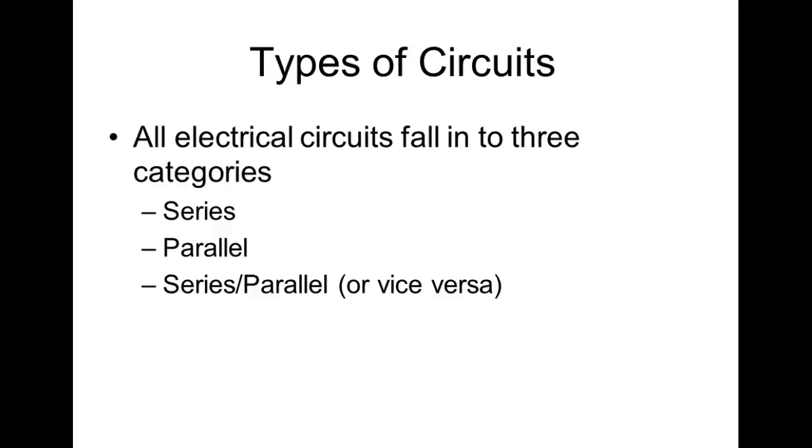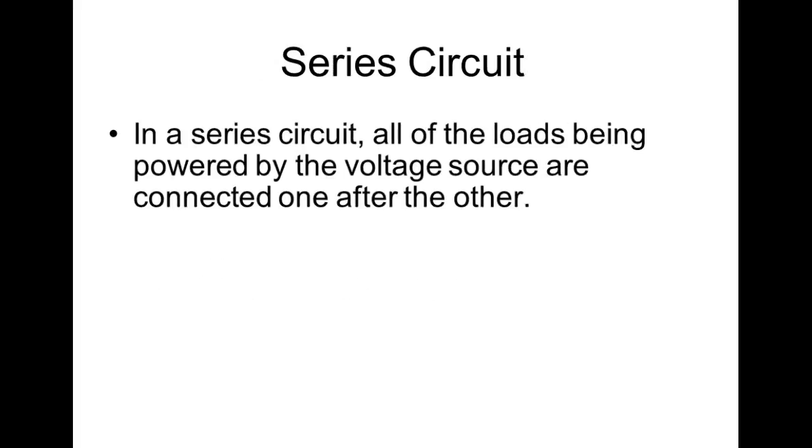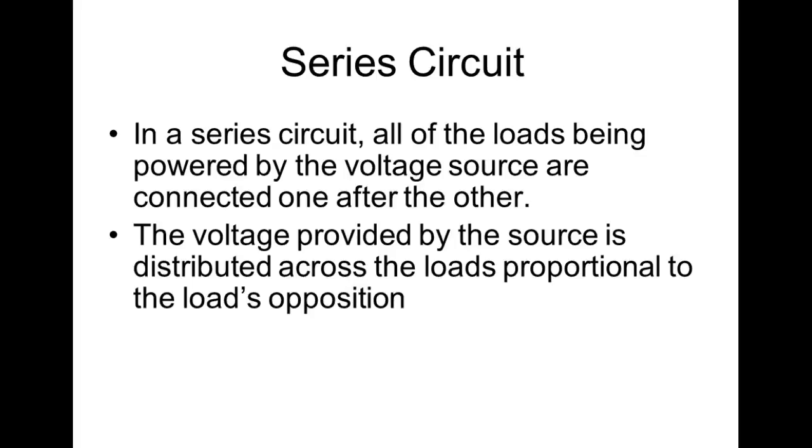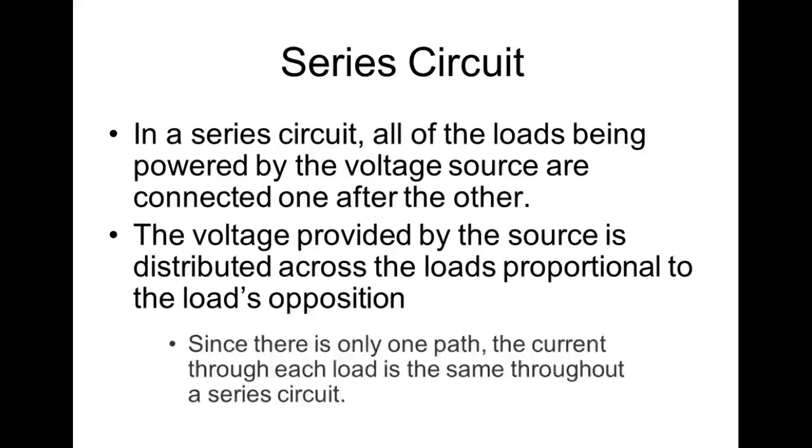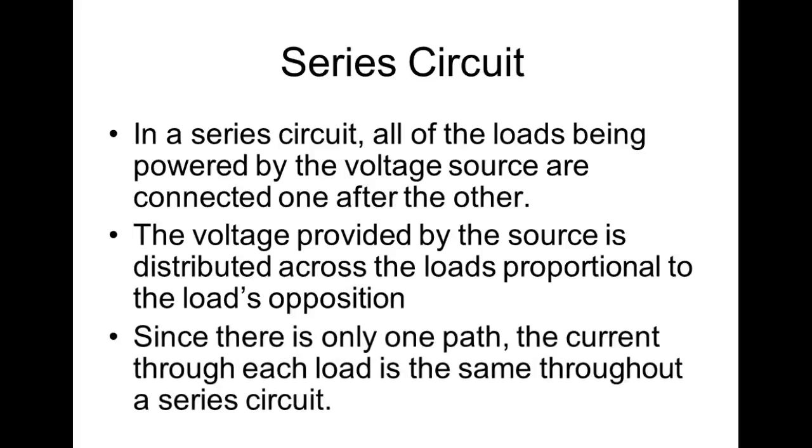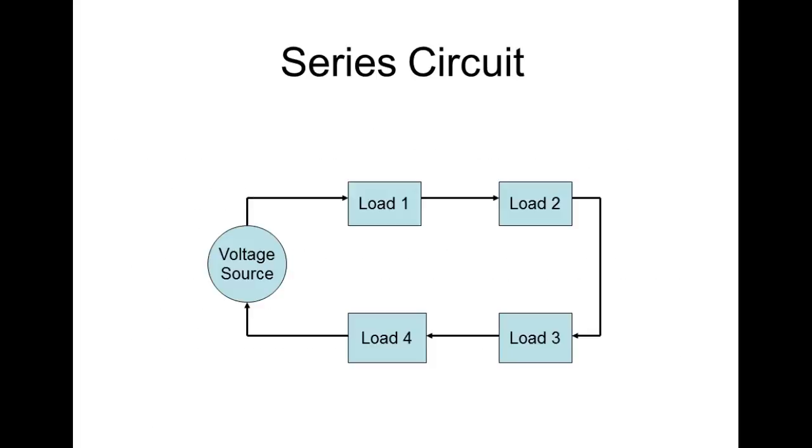All circuits fall into one of three categories. We have what we call series circuits, parallel circuits, and series parallel circuits. Now what we're talking about here is how we connect the loads. In a series circuit, all the loads being powered by a voltage source are connected one after the other. The voltage provided by the source is distributed across the loads proportional to the load's opposition. Since there is only one path, the current through each load is the same throughout the circuit. So this would be an example of a series circuit.